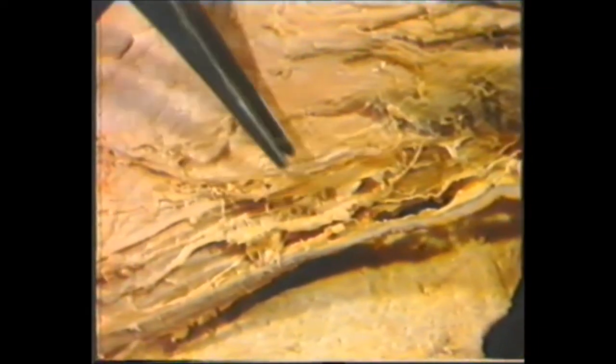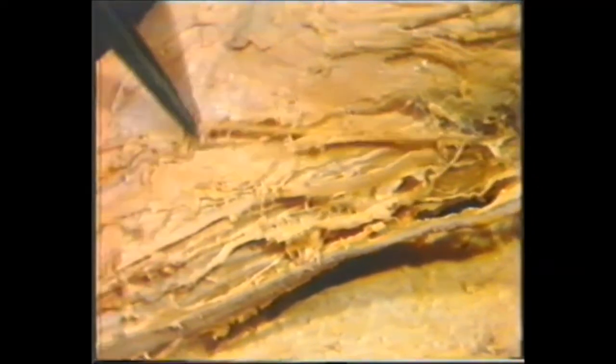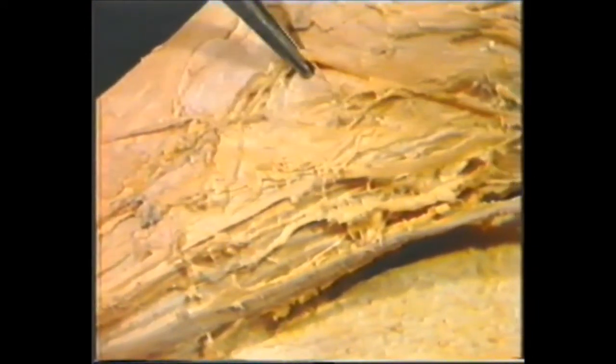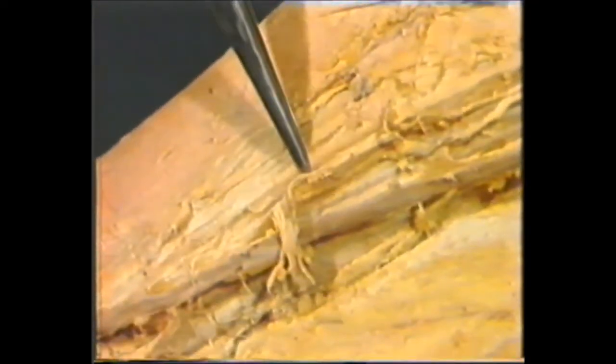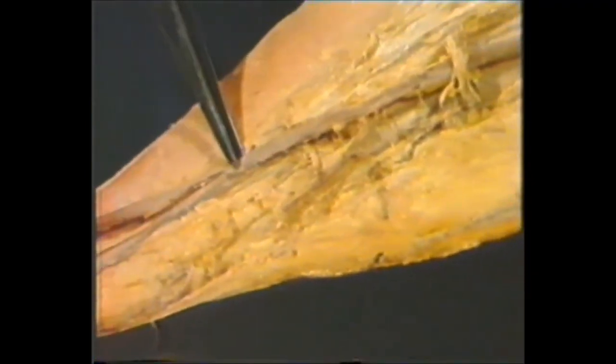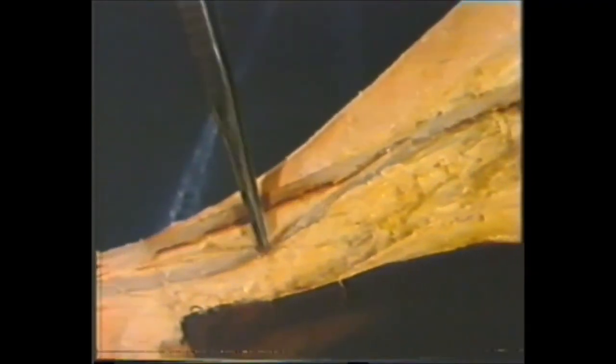Here it gives off its infrapatellar branch, which curves forwards and downwards to share in the plexus of nerves around the patella. The saphenous nerve continues downwards in the superficial fascia of the medial side of the knee and leg, and then in front of the medial malleolus in company with the great saphenous vein. It continues thereafter on the medial side of the foot towards the big toe.